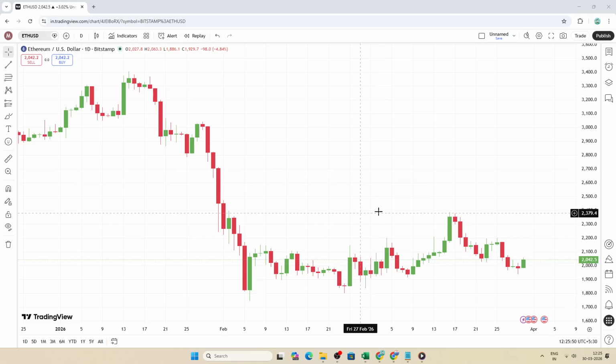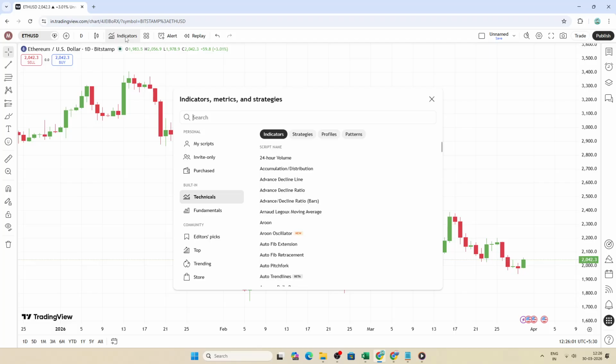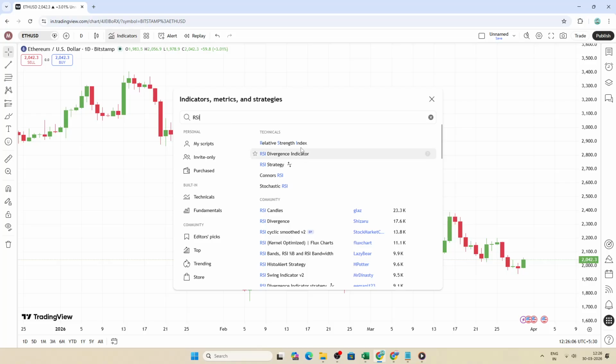In today's video, I'm going to teach you how to use RSI Overbought or Oversold and Divergence in TradingView. Start by opening your chart in TradingView. To add the RSI, click the Indicators button at the top. Type RSI and select Relative Strength Index.